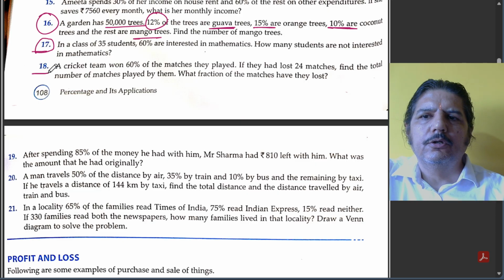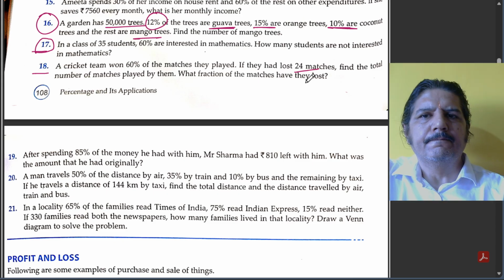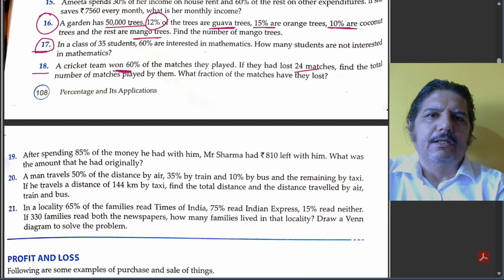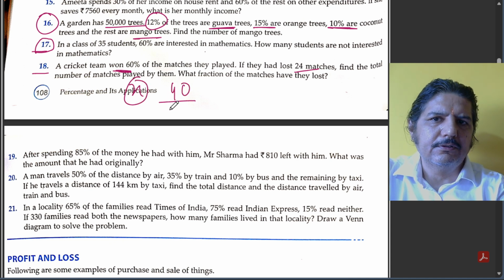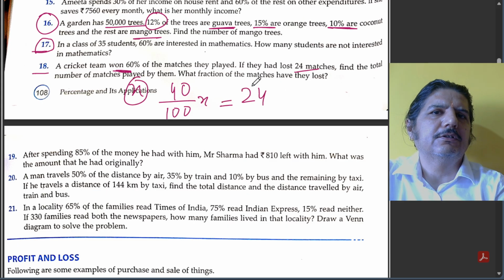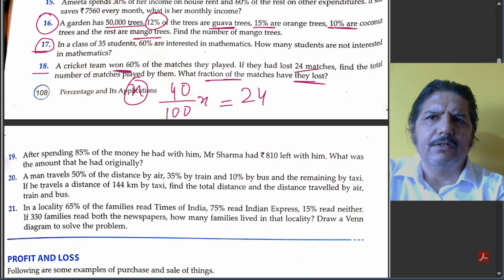Next. Question number 18. If a cricket team won 60% of the matches they played, and they had lost 24 matches, find the total number of matches played by them. What fraction of the matches have they lost? Okay. So they have won 60%, so they would have lost 40%. Let us assume that the total number of matches they played was X. So 40% of X is equal to 24. You solve for X, you find the total number of matches they have played. And then you find the fraction of lost also. So again, an easy question, not very tough.